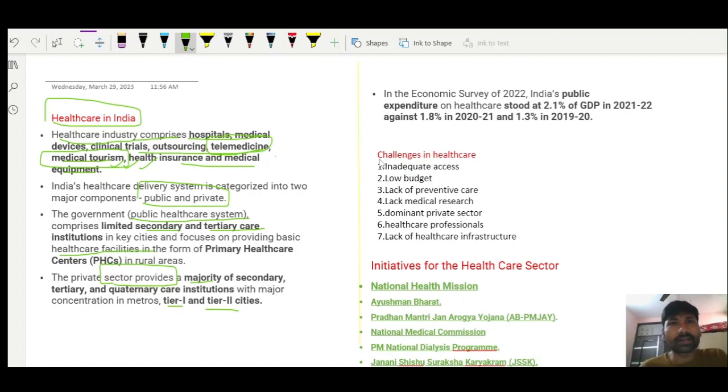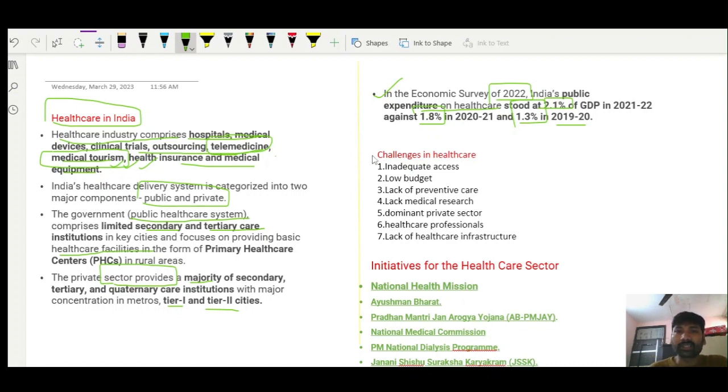For every country, healthcare expenditure is very important to develop human resources. As per Economic Survey 2022, India's public expenditure on healthcare stood at 2.1% of GDP. In 2021-22, it was 1.8%, and 1.3% in 2019-20. In the backdrop of the COVID-19 pandemic, it is important to increase the expenditure on the healthcare sector. For example, several developed countries spend around 4% of GDP on the healthcare sector.